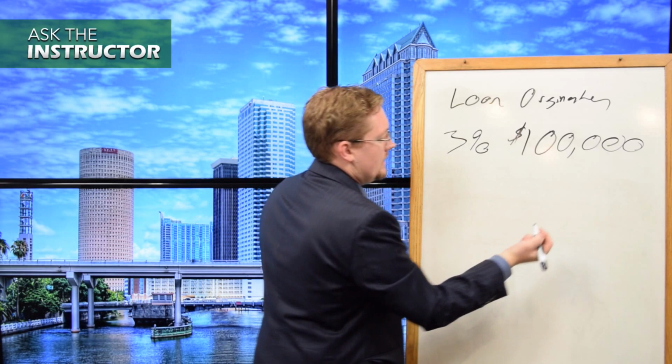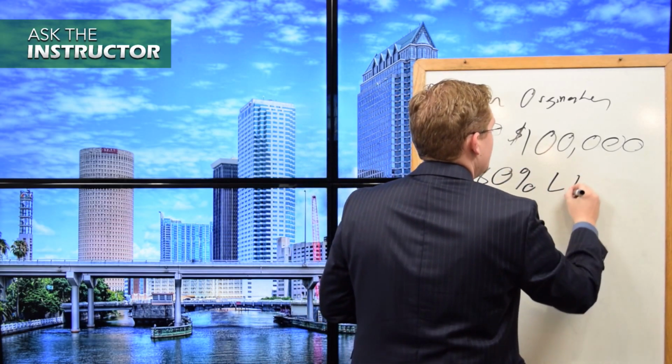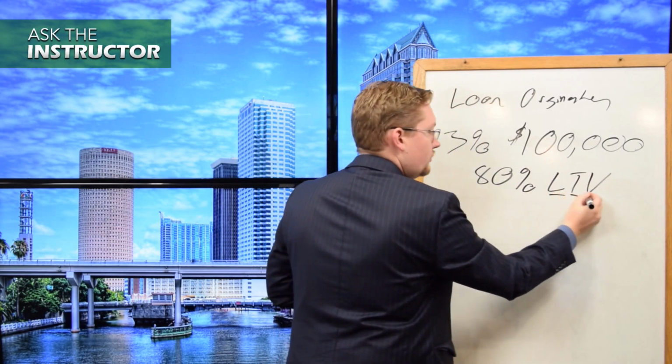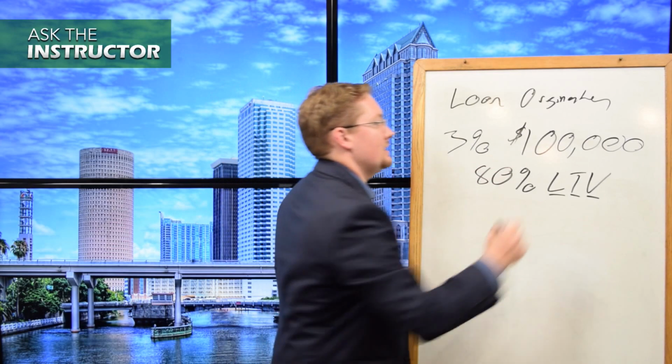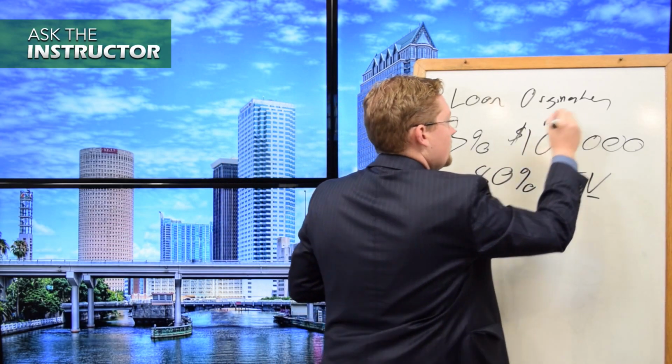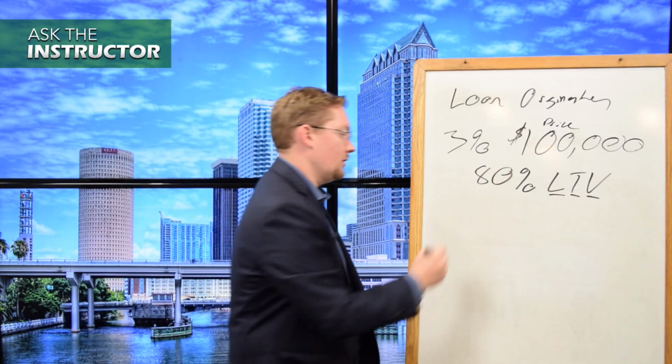So let's say our loan is 80% LTV, which stands for loan to value. So we have 80% loan to value. That means 80% of the price of the property, $80,000, is going to be our loan amount.